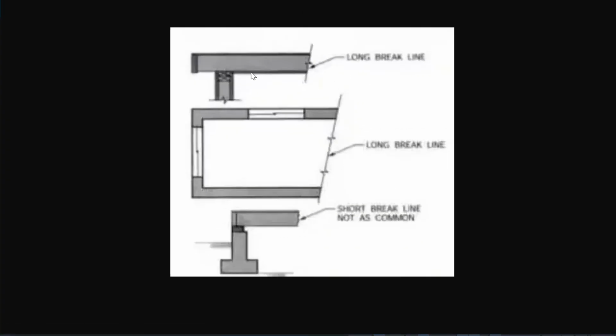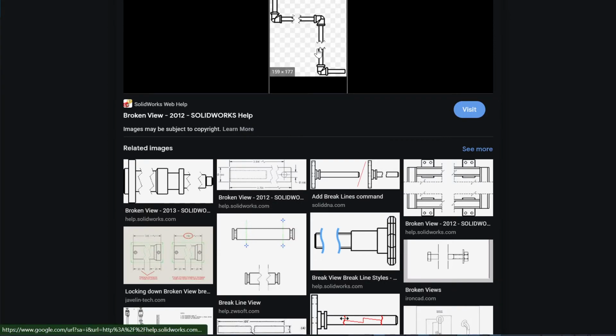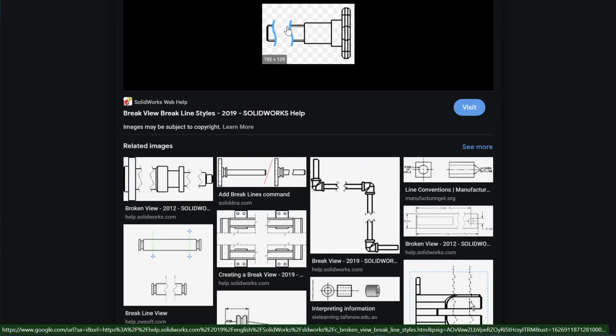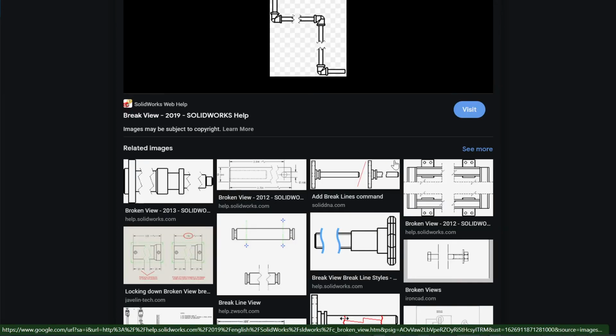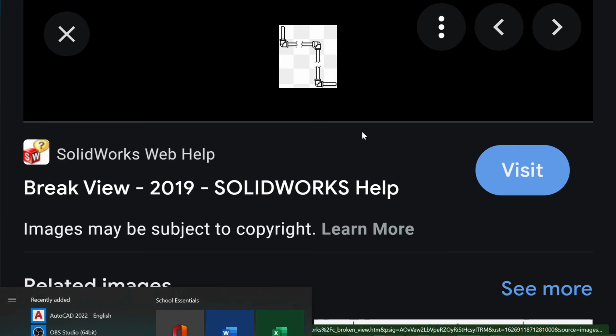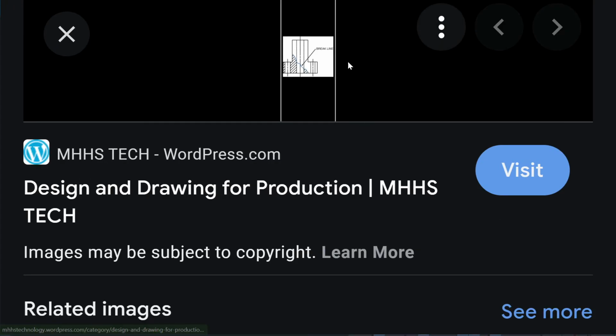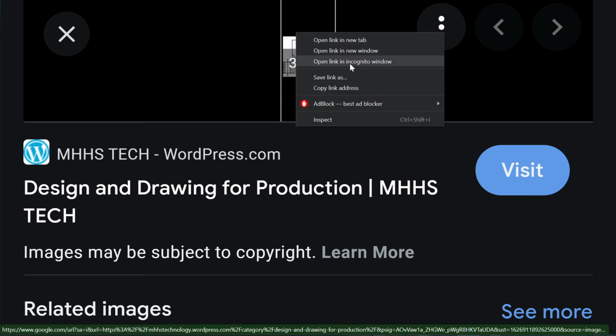So, if we don't want to show the entirety of this object, we can put break lines just to show that it keeps on going, but we can't fit the whole thing on here. So here we've got some pipes. This drawing here actually looks a little bit better. It's a threaded pipe, and they're trying to show that we can't fit the whole pipe on the drawing.